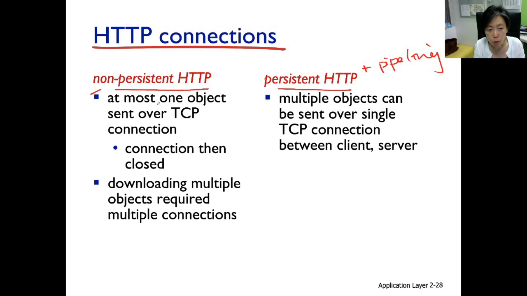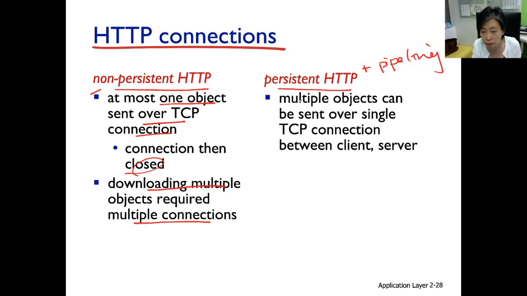In that, you send one object per TCP connection. So the client and the server set up a TCP connection, and then you send one HTTP request, you get one web object, and then you close the connection right after that. So to download multiple objects, you need to create multiple connections one after another sequentially.